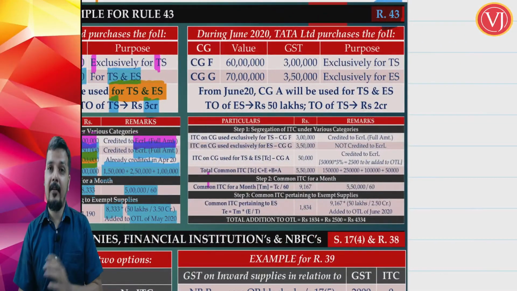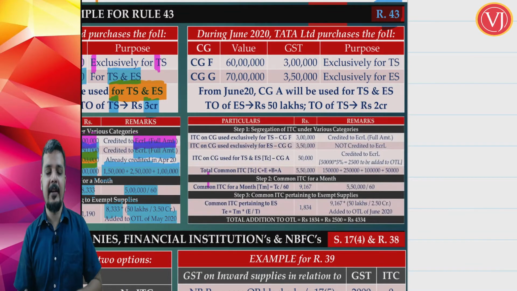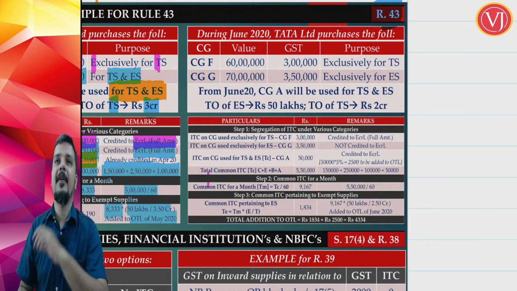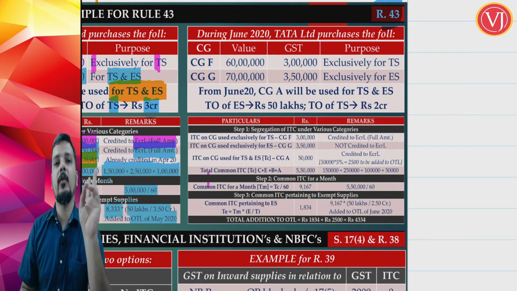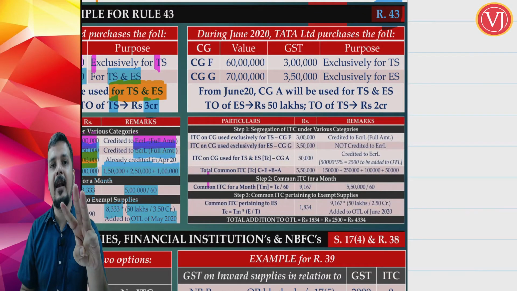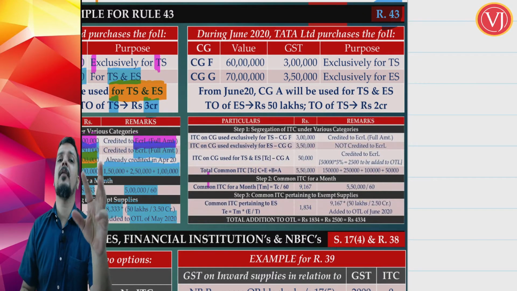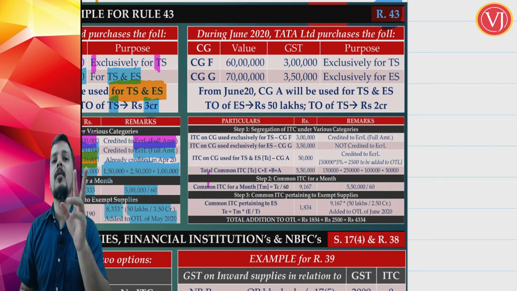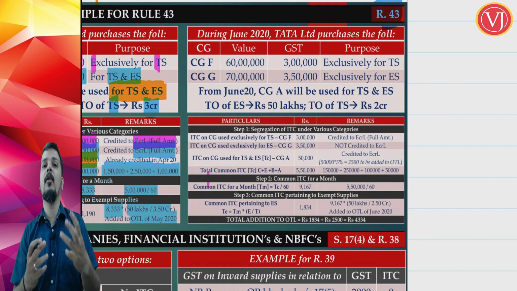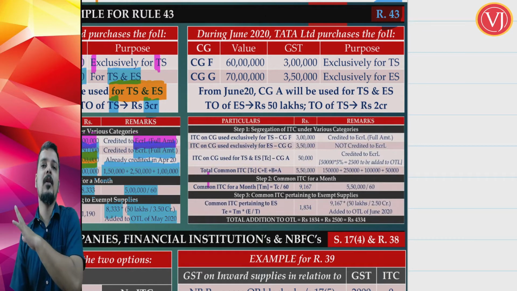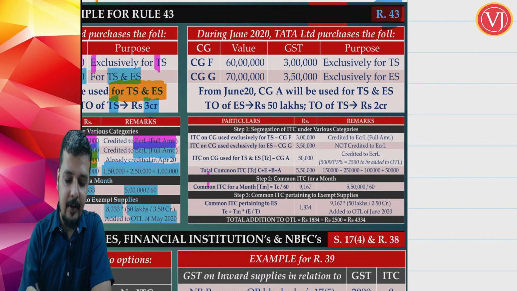Next, friends, we will continue the example. That's one more category that you have to understand, right? We have seen fully used for taxable, fully used for exempt, used for both taxable and exempt. We have also seen conversion from taxable to taxable and exempt. Now we have to see one more category, conversion from exempt to taxable and exempt. That is the last thing that you have to see.